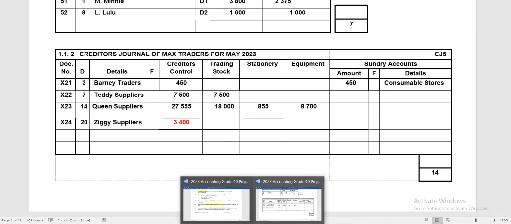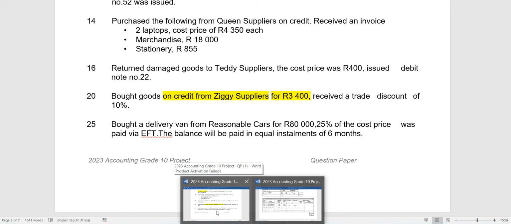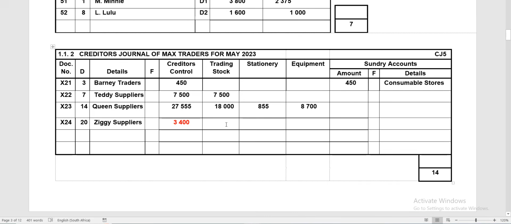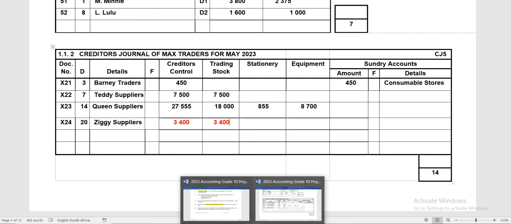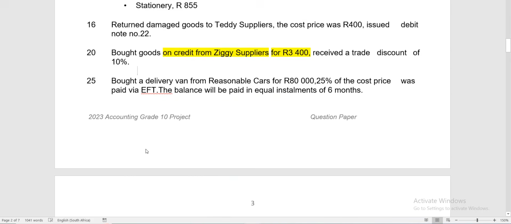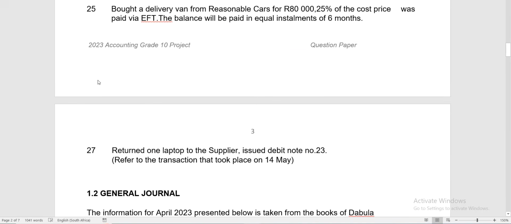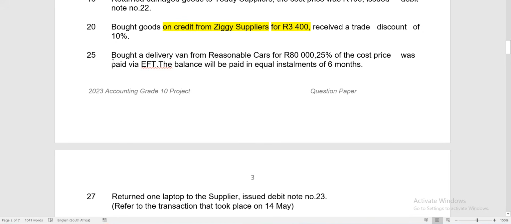Now, what did we buy here? We were buying goods, so we'll record in the trading stock column. So we'd put the 3,400 here, and then next we need to check what the next transaction is saying. Here they say that on the 23rd, we bought a delivery van. Once they're talking about a delivery van, we are thinking about vehicles. They're saying that we bought it from Reasonable Cars. This is the name of the business that we are buying from.